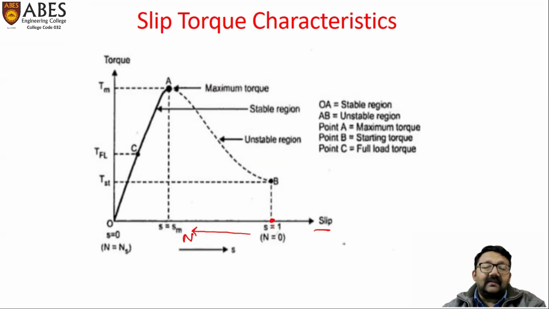So on the x-axis, we can assume that there are two different quantities. One is slip, which is 0 at the beginning, and this is the maximum value of slip.